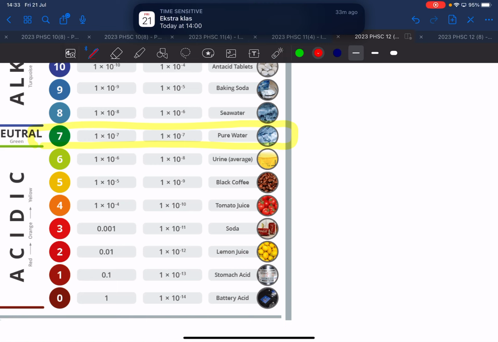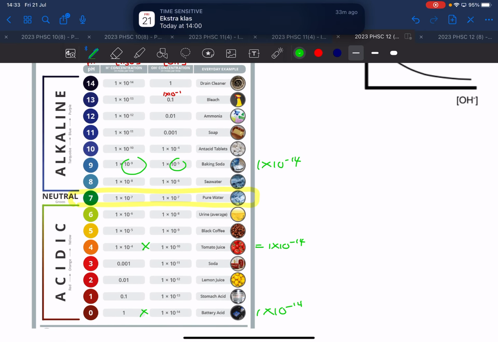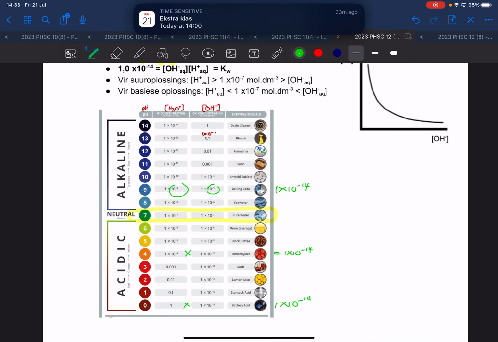Pragtig. Elke keer as jy dit met mekaar maal, then you get 1 times 10 to the power negative 14. So that must be that way for all of the reactions that you do. If you multiply the concentration of the acid with the concentration of the base, it must give you 1 times 10 to the power negative 14. Okay, dis hoekom jy daai ander formule gaan gebruik. That is why you're going to use that other formula, and we're going to use it a bit later on today in an example. Okay, goed. Yes, can I go on?